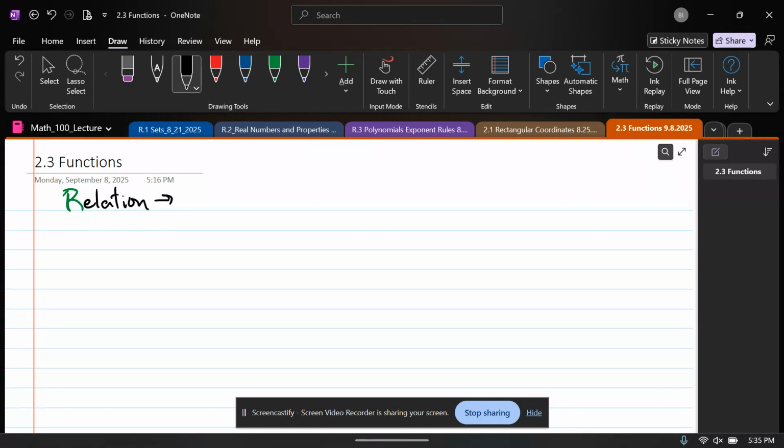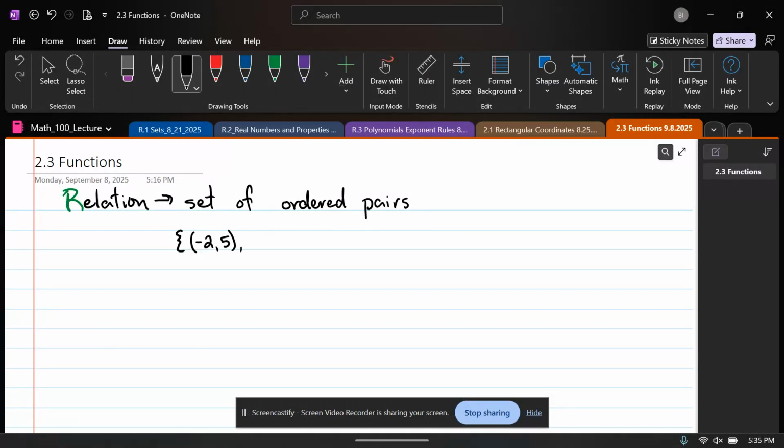Okay. A function is based on the first idea of a relation. A relation in math is a set of ordered pairs. That's what a relation is in our world. So an example of that, you'd have little curly braces, and you'd have an ordered pair: -2, 5.